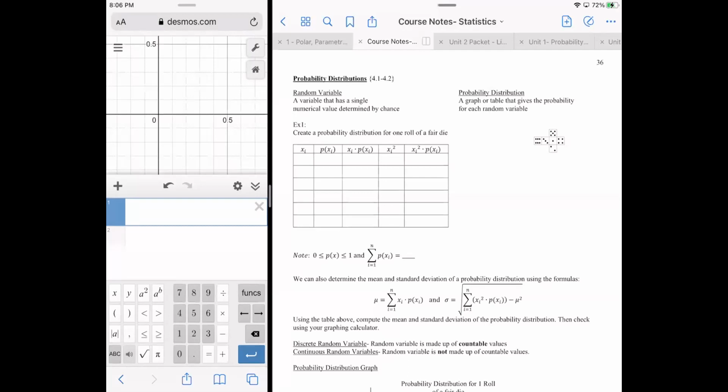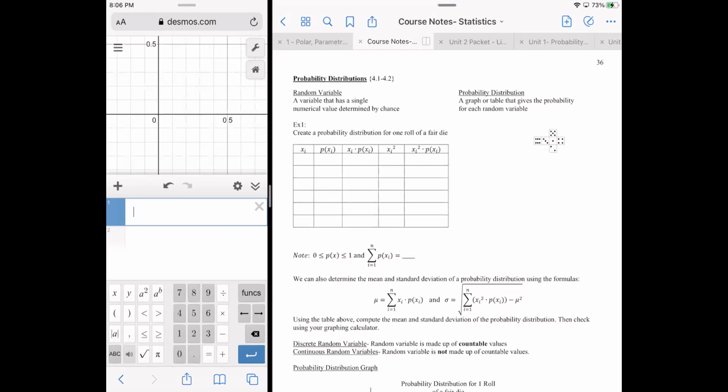going to talk about probability distributions, and they're pretty straightforward because it's really just a fancy term for a simple idea. What you're doing is creating a table or a graph that represents all of the possible outcomes in an experiment and the probabilities associated with each of those outcomes.